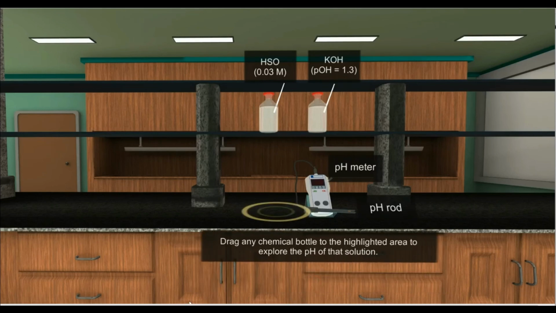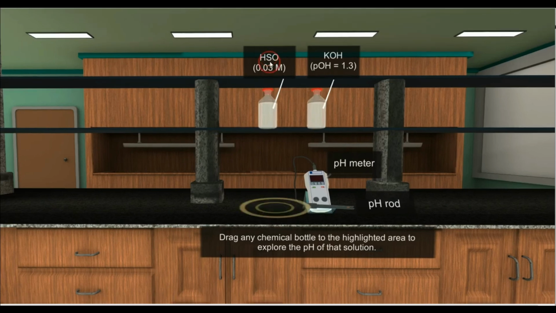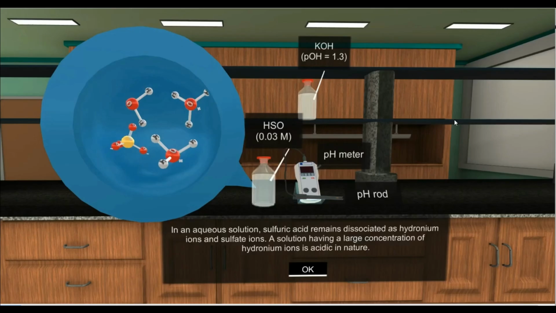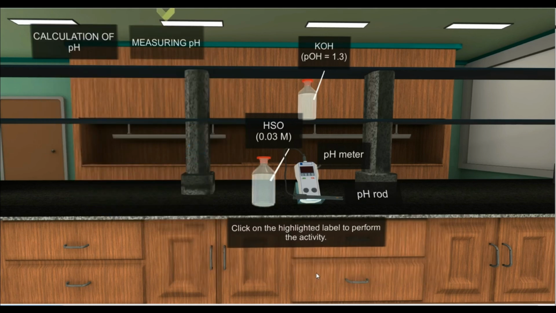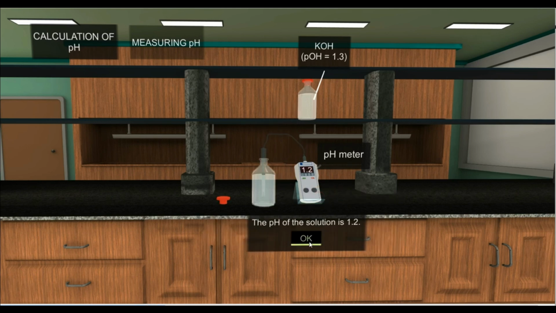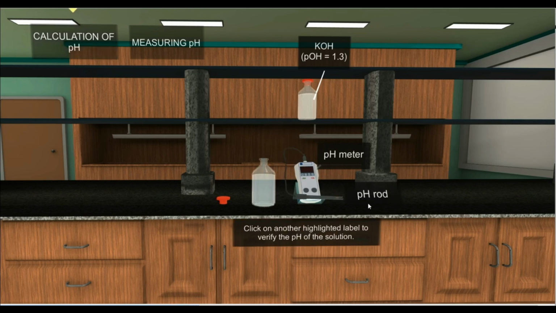First thing, let's drag and put one of the bottles here. Now I'm choosing sulfuric acid. As you know, sulfuric acid consists of hydrogen ions and sulfate ions. So the first thing, we're going to measure the pH. Remove the cap of the bottle. We're going to dip the pH rod into the solution and the pH meter shows the reading. Now it's 1.2. That's based on measuring.